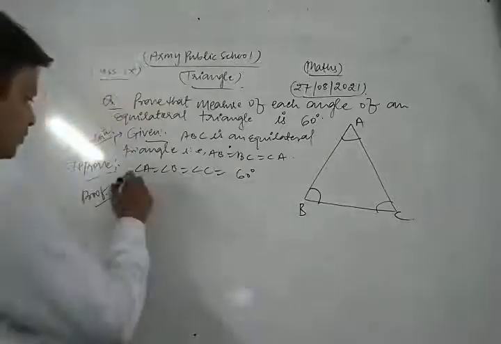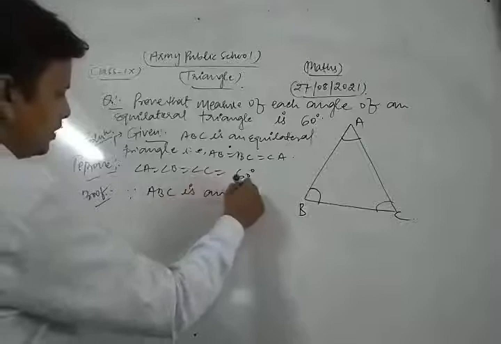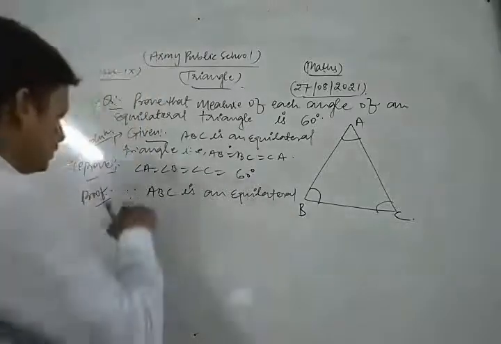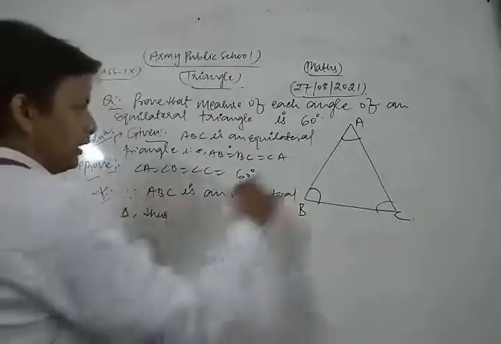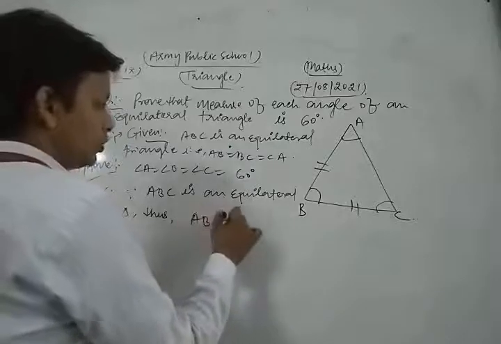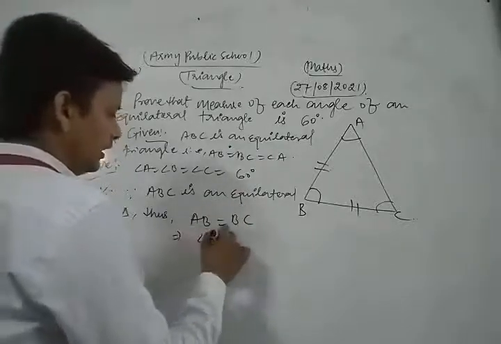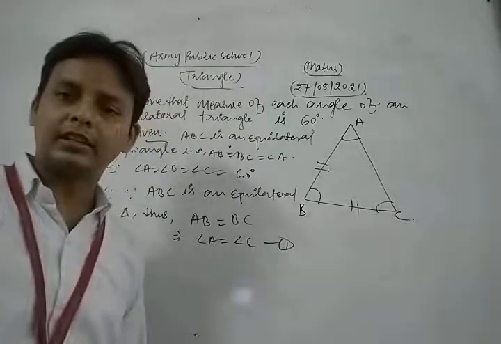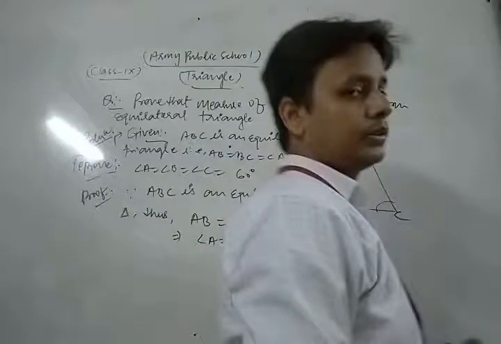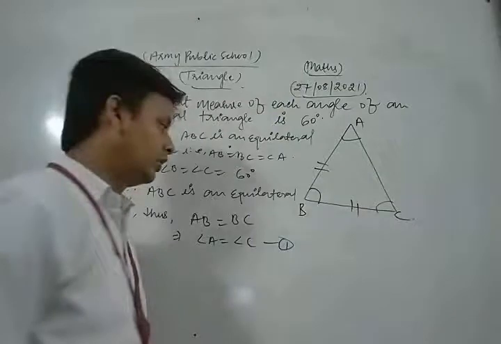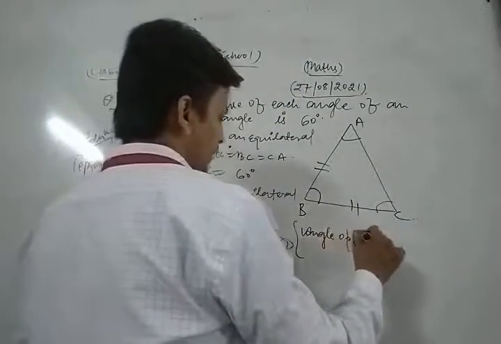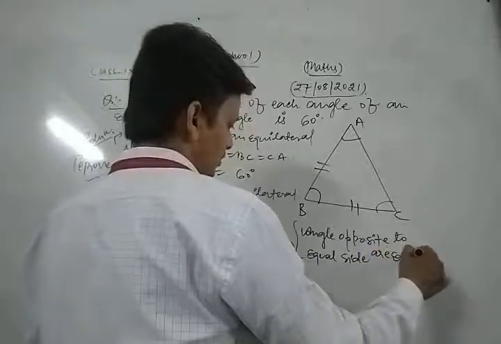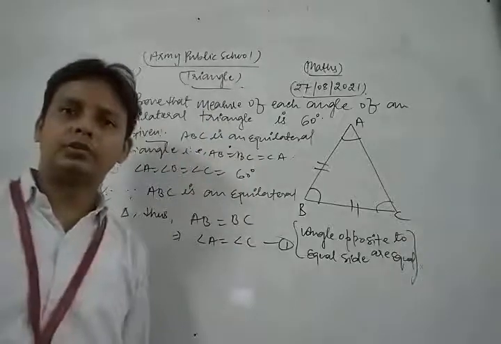Since ABC is an equilateral triangle, if we take AB equal to BC, then in that condition angle A is equal to angle C. Take this as equation number 1, because we know that angles opposite to equal sides are equal.